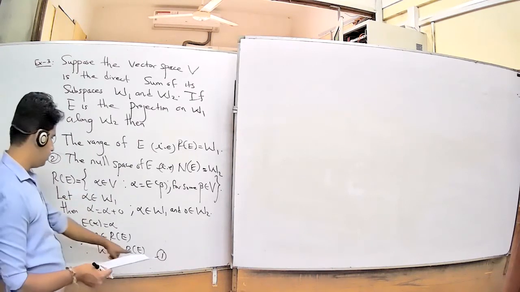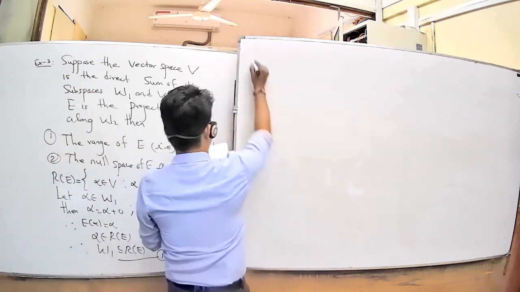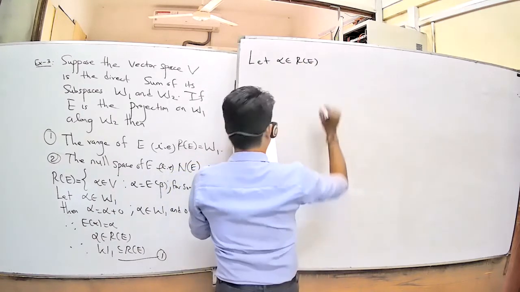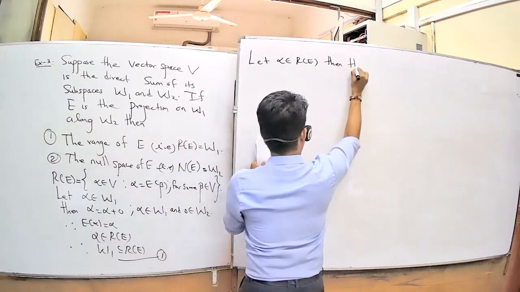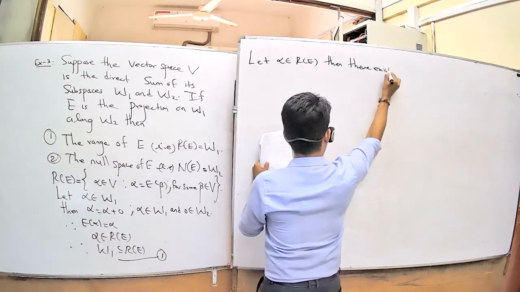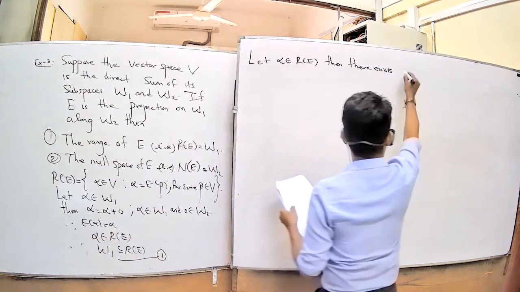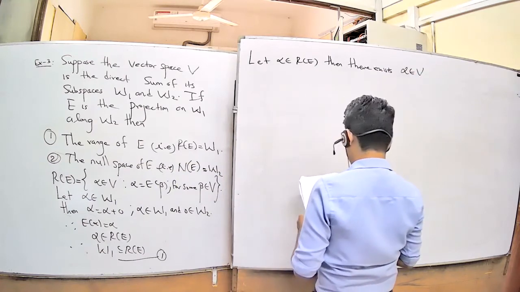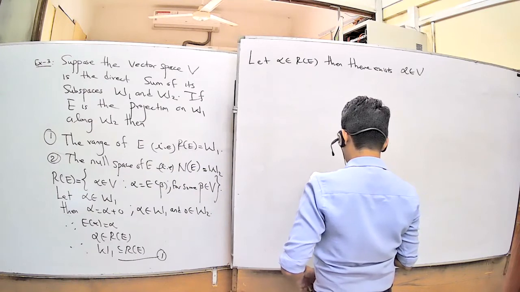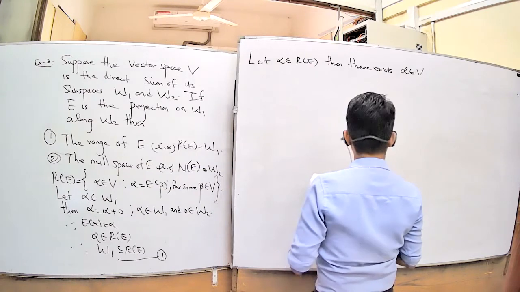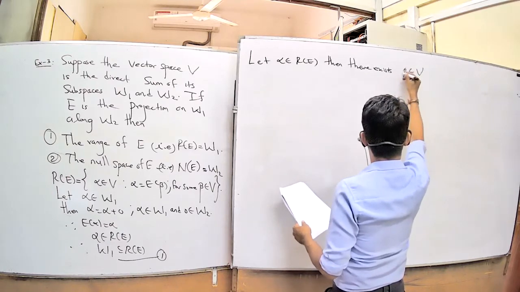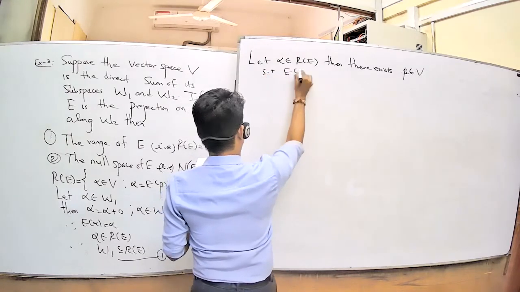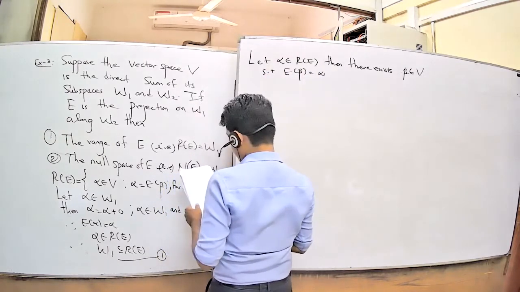Now you want to take an element from the range of E. Let alpha belong to the range of E. Then there exists beta belonging to B such that E^beta equals alpha.